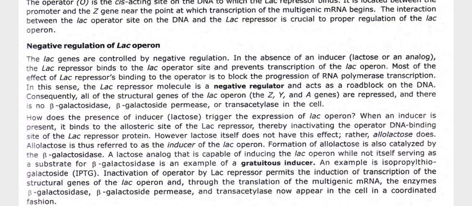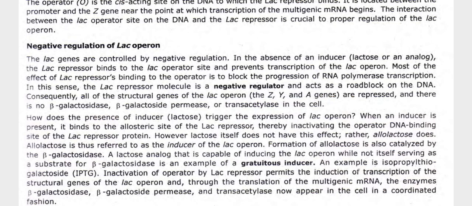The lac genes are controlled by negative regulation. In the absence of an inducer, lactose or an analog, the lac repressor binds to the operator site and prevents transcription of the lac operon. Most of the effect of the lac repressor binding to the operator is to block the progression of RNA polymerase. In this sense, the lac repressor molecule is a negative regulator and acts as a roadblock on the DNA. Consequently, all of the structural genes of the lac operon are repressed and there is no beta-galactosidase, beta-galactoside permease or transacetylase in the cell. How does the presence of the inducer lactose trigger the expression of the lac operon?